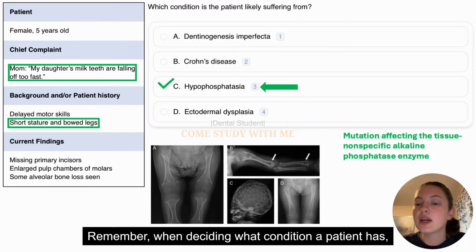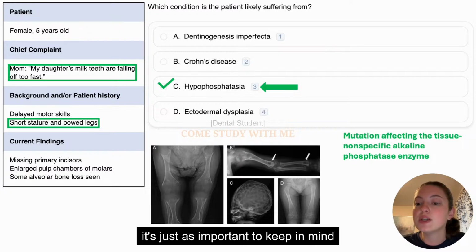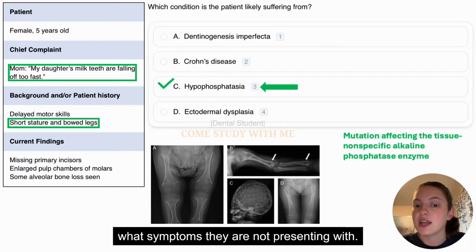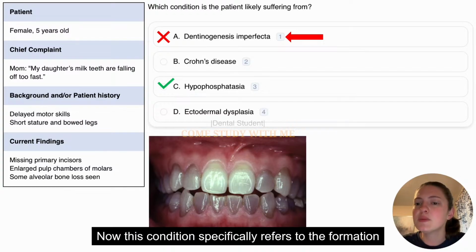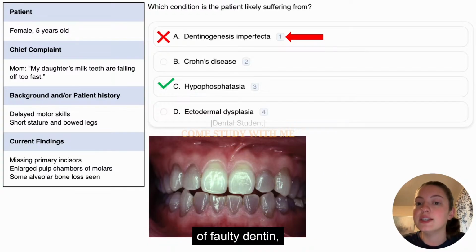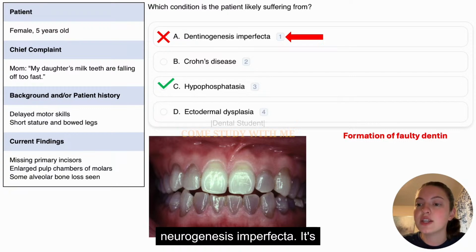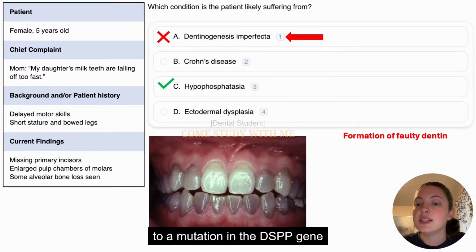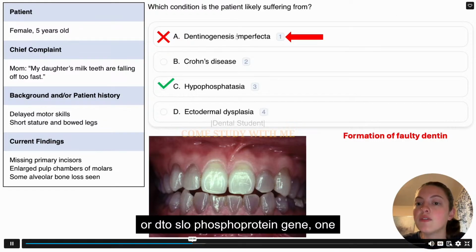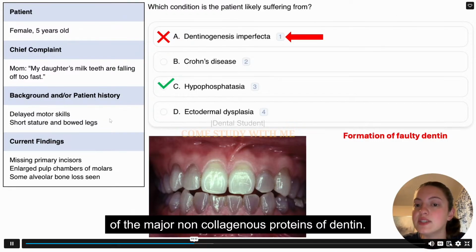Remember, when deciding what condition a patient has, it's just as important to keep in mind what symptoms they are not presenting with. So let's start with dentinogenesis imperfecta. Now, this condition specifically refers to the formation of faulty dentin, which is why it's called dentinogenesis imperfecta. It's imperfect dentin. Now, this is an uncommon autosomal dominant condition due to a mutation in the DSPP gene, or dentosialophosphoprotein gene, one of the major non-collagenous proteins of dentin.